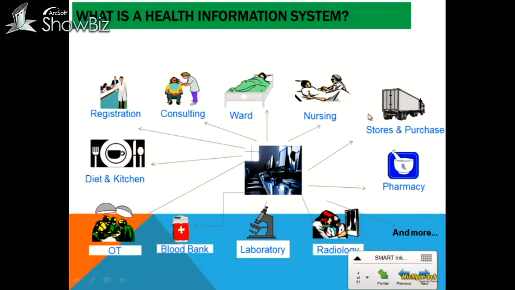If we just consider the hospital, we have many registration departments, consulting, ward, nursing, stores, and purchase, just to buy something. Also, we need to have pharmacy, radiology, laboratory, and operation rooms. Definitely, the current health information system is much different from what I list here, because, as I just said, it does not just deal with the things in the hospital.